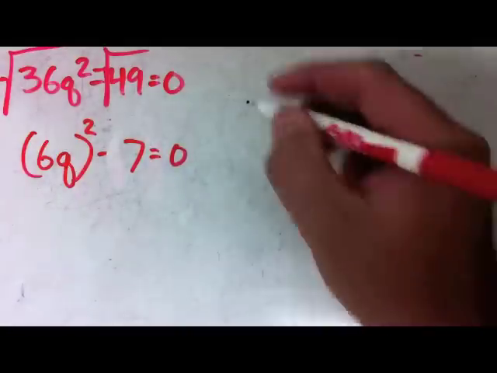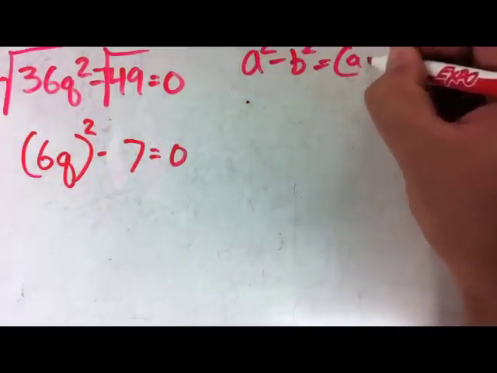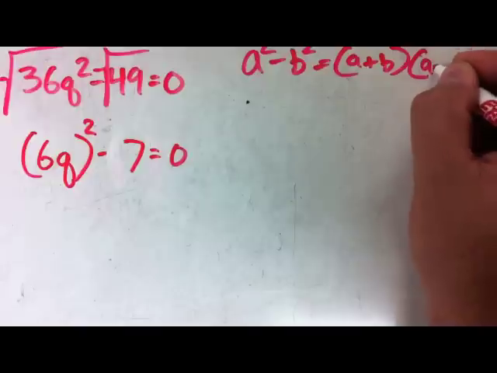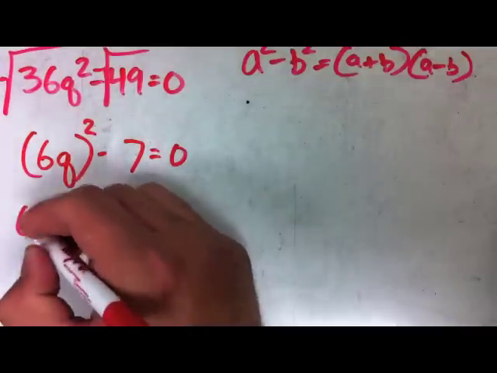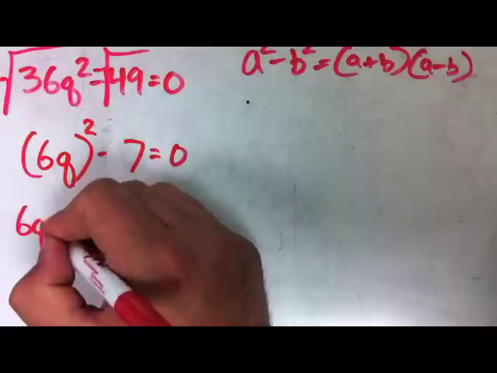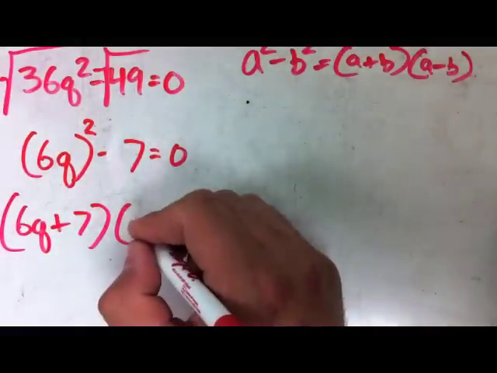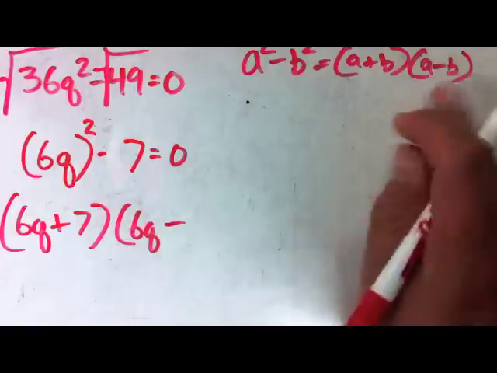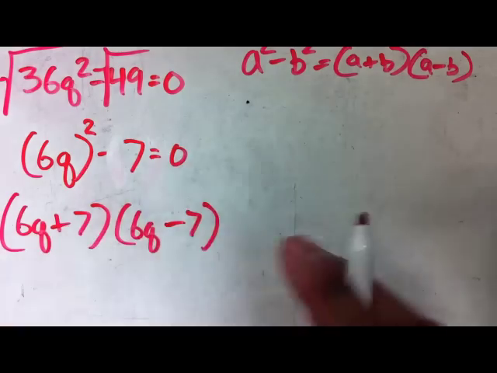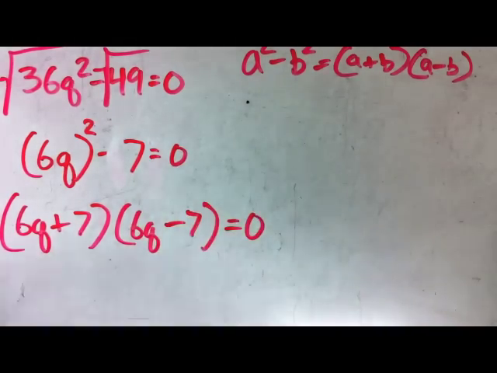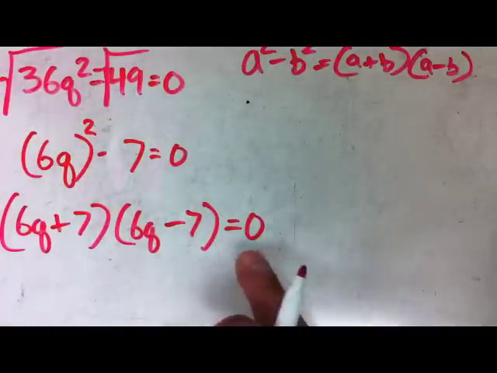So from here, if we follow our formula of a squared minus b squared equals a plus b and a minus b, we know that we have an a, so we have 6q plus b, which is 7, and then we have a again, which is 6q minus, this time because of the formula, b, which is 7. And normally we'd be done if we didn't have this equals 0. Normally if it was just a problem without the equals 0, we'd be done. That's our answer. We're done. However, here it equals 0.